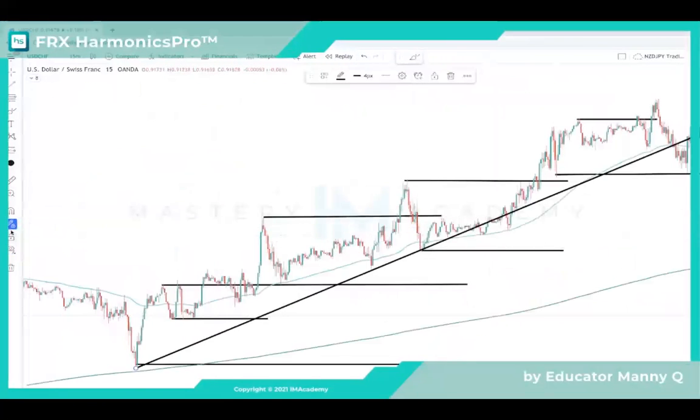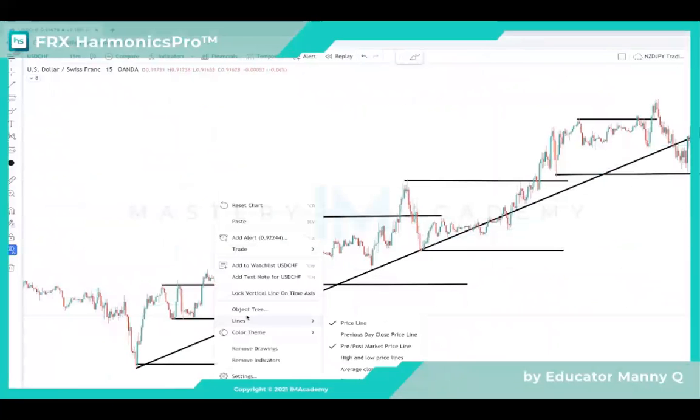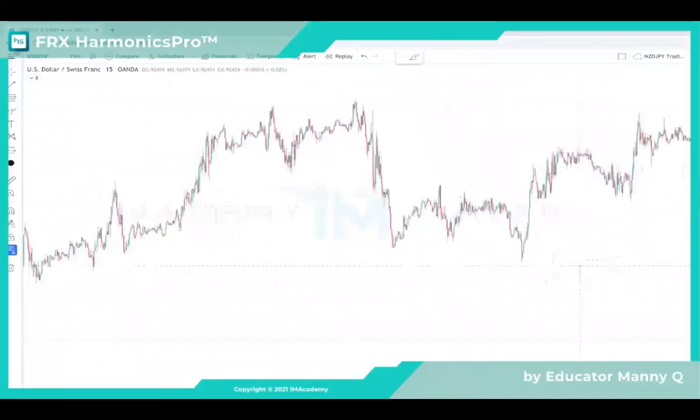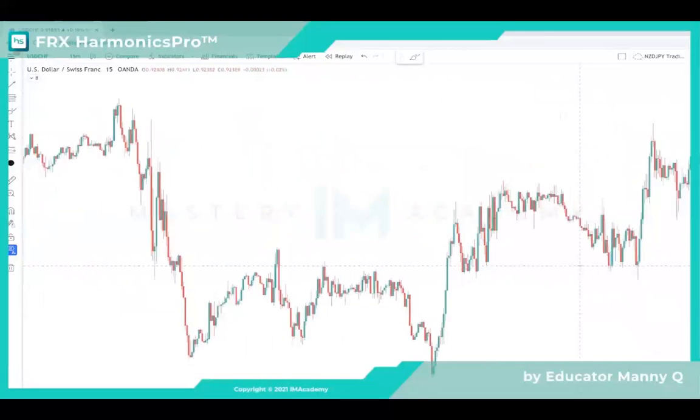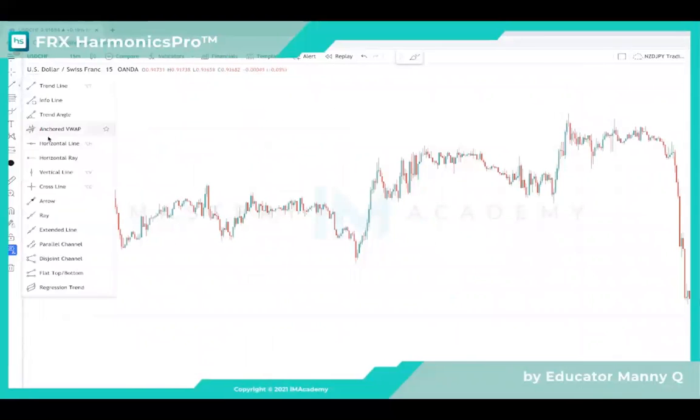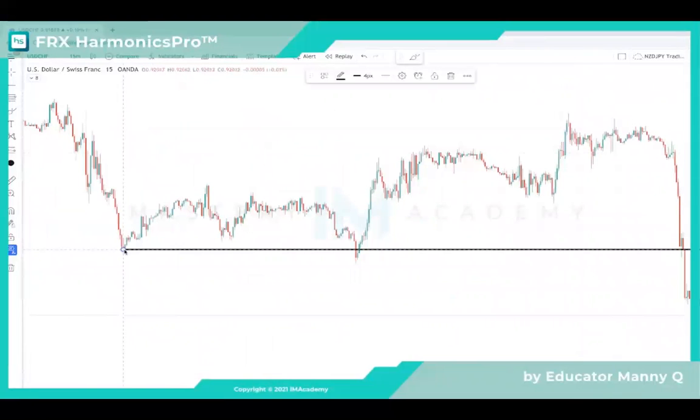So let's come on over here. Let me get rid of this. Let's remove these drawing tools and take a look over here. Okay, let's look at this market. Let's draw up this level of support. Let's draw up this level of resistance, or these structure levels that we can see right over here.